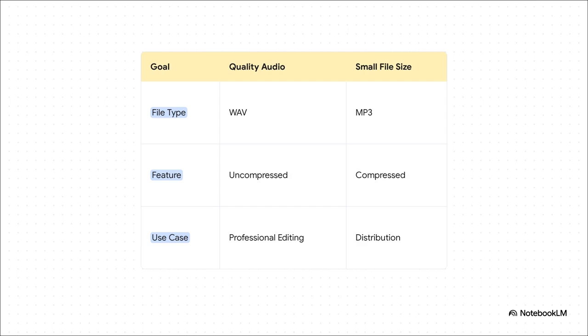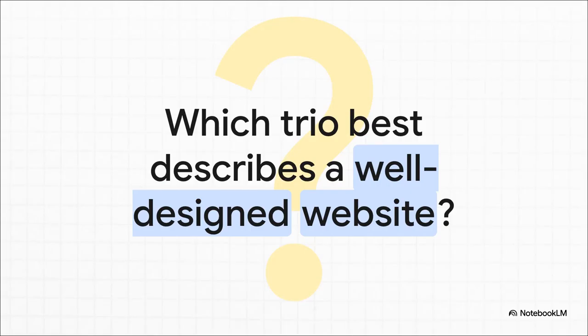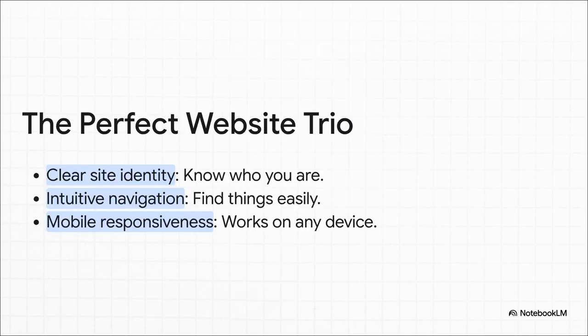Okay, let's jump over to web design for a sec. This is a super common question. When someone visits a website, what are the 3 key things that make for a really well-designed experience? And here's the magic trio. First, a clear site identity, so people know immediately who you are and what you're about. Second, intuitive navigation, so they can find what they're looking for without getting frustrated. And third, mobile responsiveness. It absolutely has to look and work great on any screen, from a tiny phone to a huge desktop.